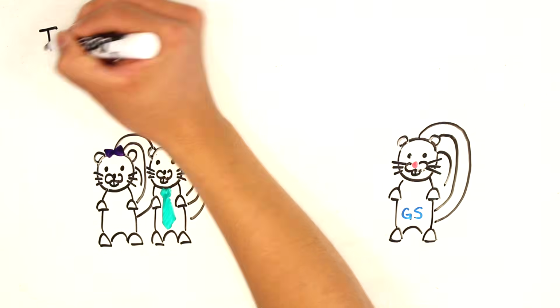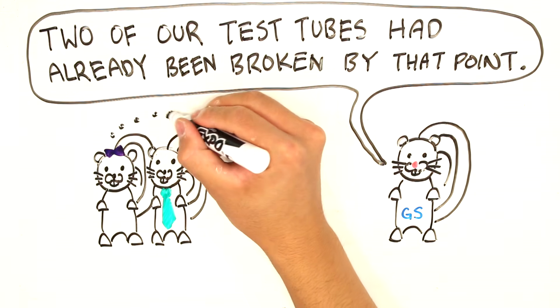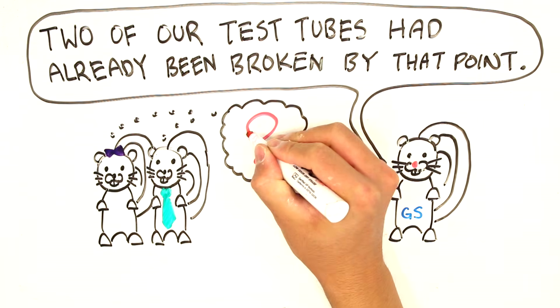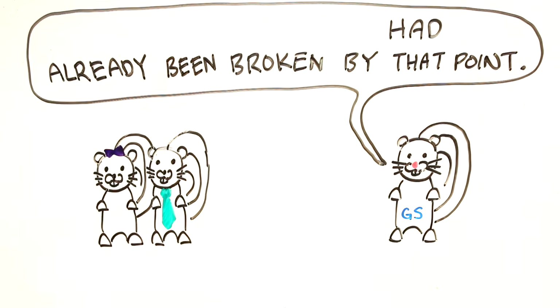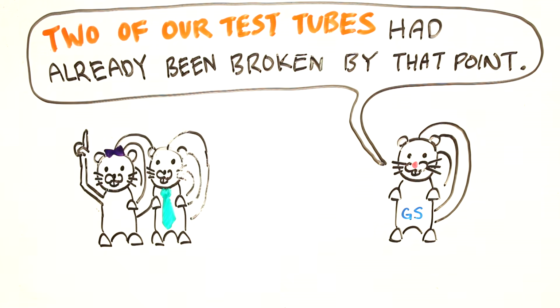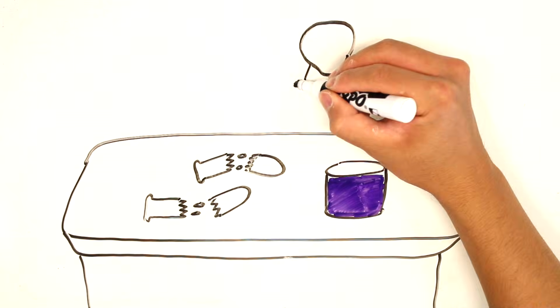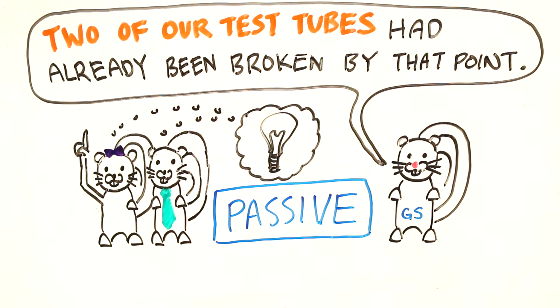By that point, 2 of our test tubes had already been broken. Okay, it seems her friends are still a little bit confused, but what about you? Do you think this is an active or a passive voice sentence? So remember, begin by finding the subject. Okay, great. And because the action of the verb is passively being performed on it rather than by it, this must of course be a passive voice sentence.